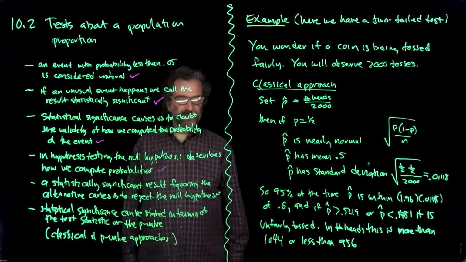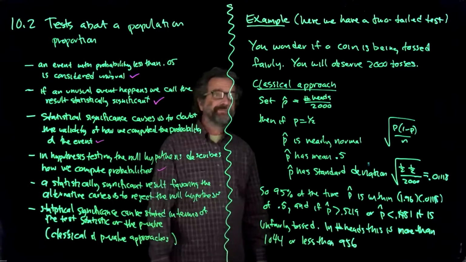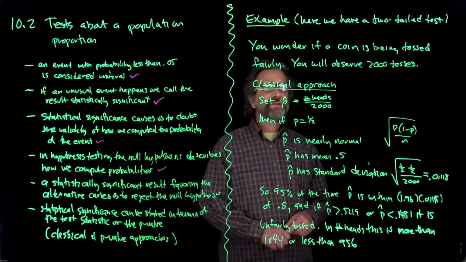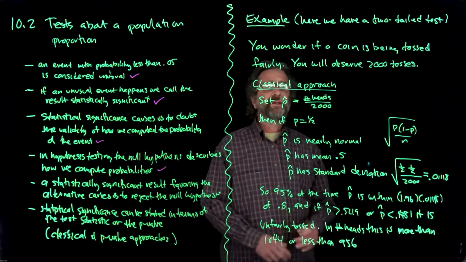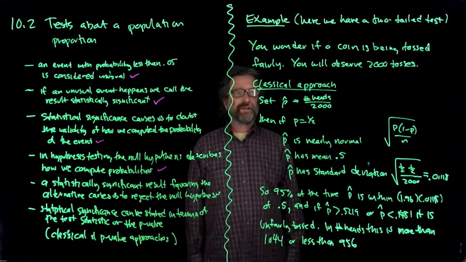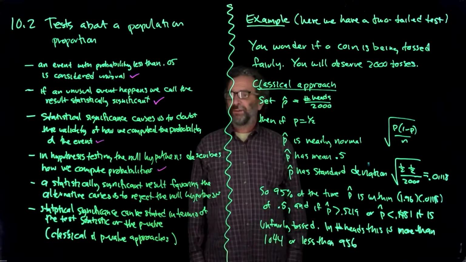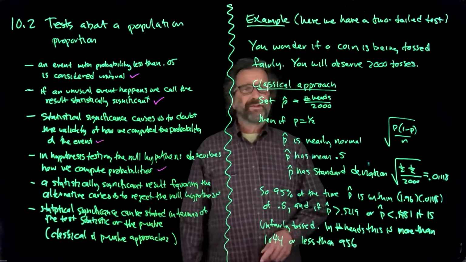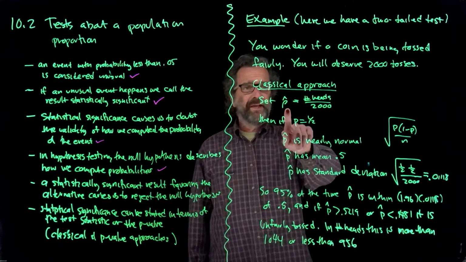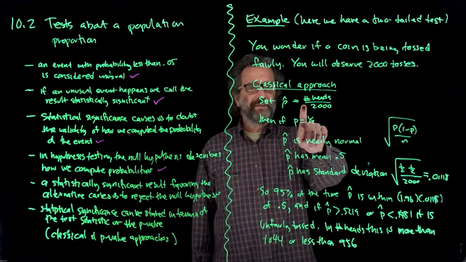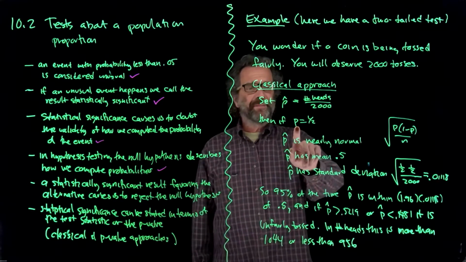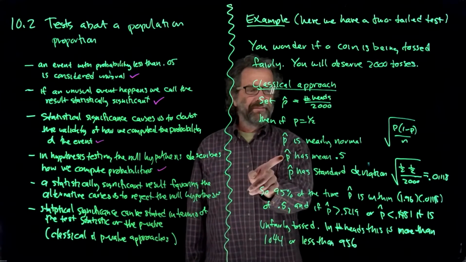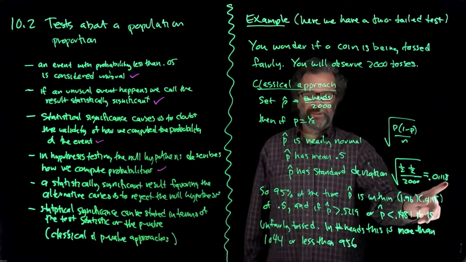So over here, we have an example of at least the classical approach applied to coin tossing. You wonder if a coin is being tossed fairly. You will observe 2,000 tosses. The classical approach looks like this. You set p hat equal to the number of heads over 2,000. Then if p, the actual proportion, is a half, p hat has a nearly normal distribution with a mean of a half and standard deviation of 0.01118.